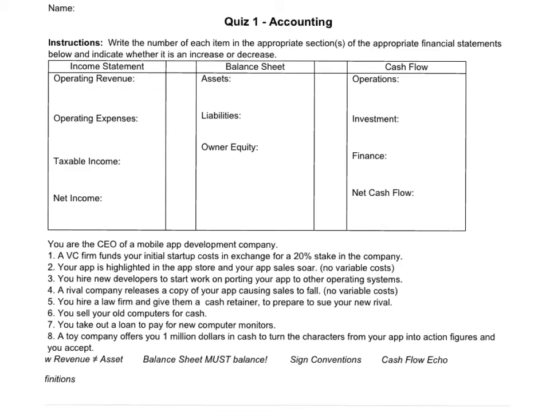Hi, I want to give an explanation of essential question number 1 that was given on May 2nd, 2012. So now you're a CEO of a mobile app development company, so we're part of the app economy. And let's deal with the first question there in red. A VC firm funds your initial startup costs in exchange for a 20% stake in the company.